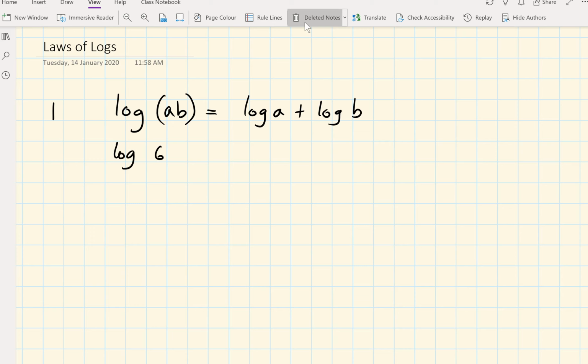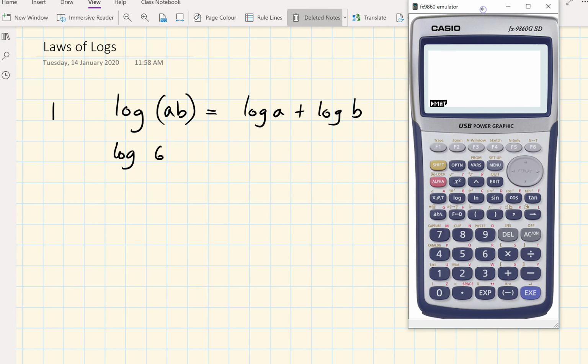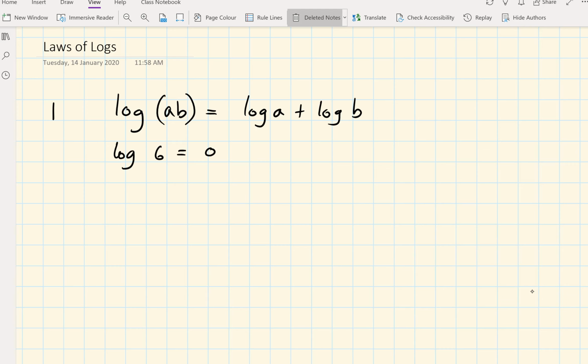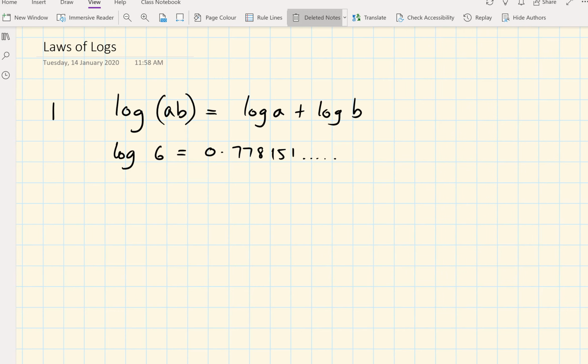If I take the log of the number 6 on the calculator, that comes up with the answer 0.778151. We're saying the log of 6 is equal to that number. Now, according to this law, the log of 6 is the log of 2 times 3. So in other words, I could write this as the log of 2 plus the log of 3.